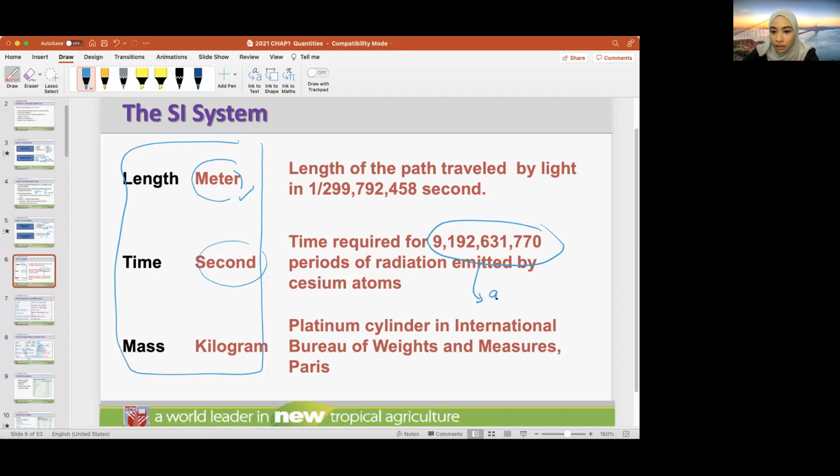So this would be 9.19 times 10 to the something. 1, 2, 3, 4, 5, 6, 7, 8, 9 times 10 to the 9. Okay, so this makes my life easier. I don't have to remember a bunch of numbers. I just have to remember these three numbers: 9.19 times 10 to the 9. So this is called scientific notation.